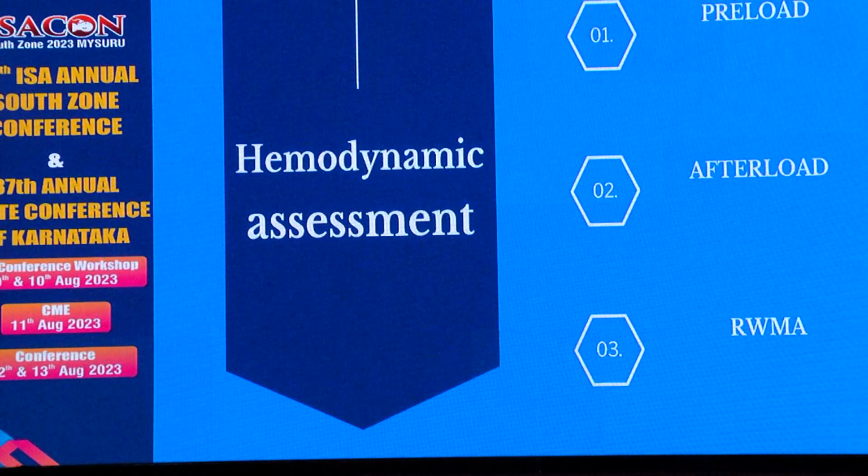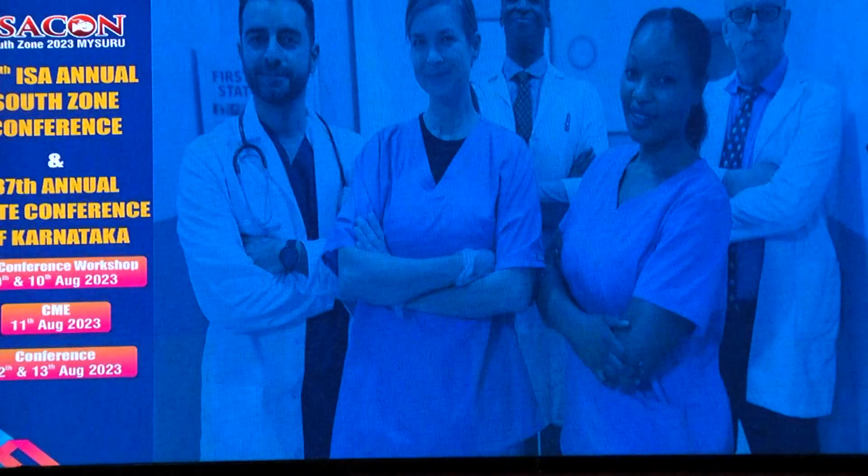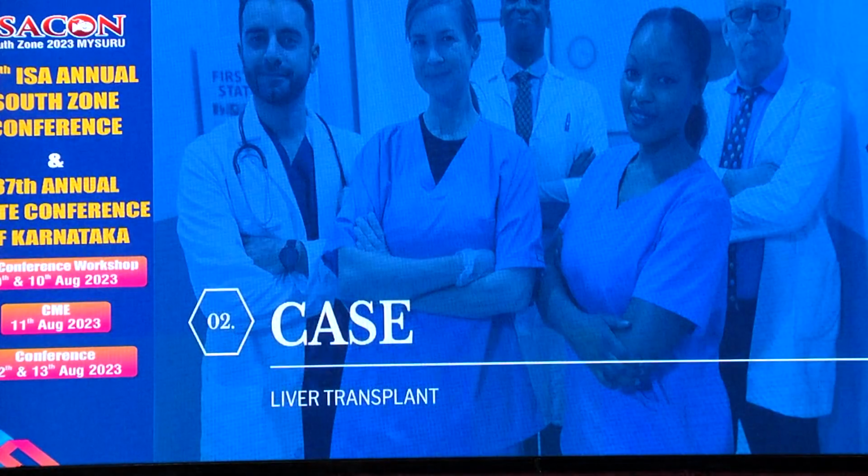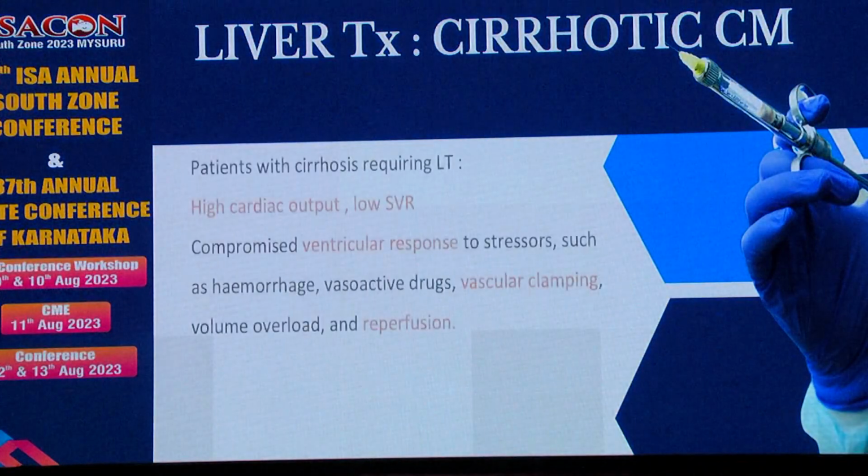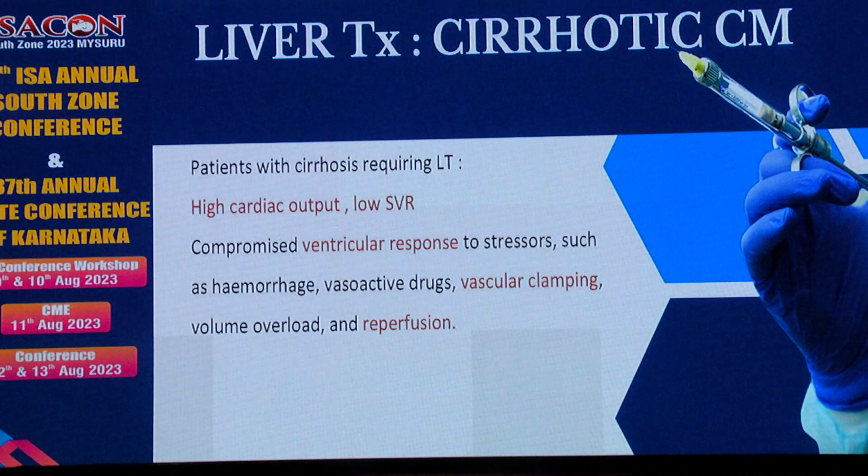The second part would be about hemodynamic assessment, like preload, afterload, and your regional walls. So a prototype is a liver transplant. It gives you a volume of information in a liver transplant. Most of the patients coming for liver transplant have cirrhotic cardiomyopathy. What do these patients have? They have a high cardiac output, a low SVR, and most importantly, the ventricular response to any stressors, might be a volume loading or a clamping of the IVC or a reperfusion, they usually don't tolerate.